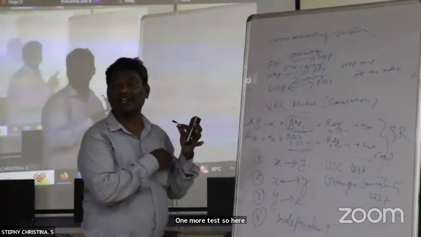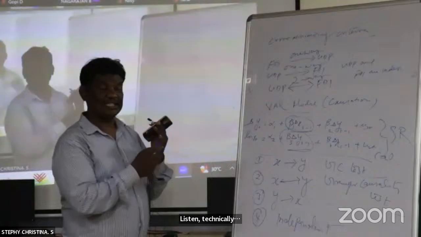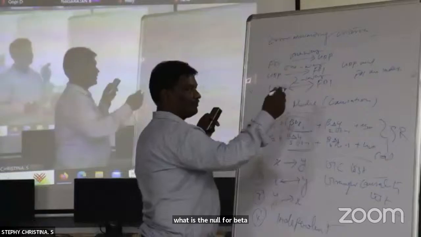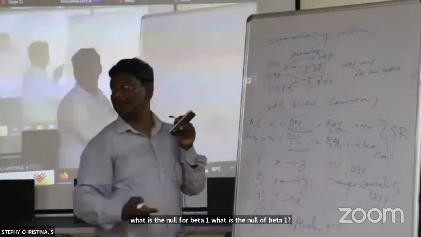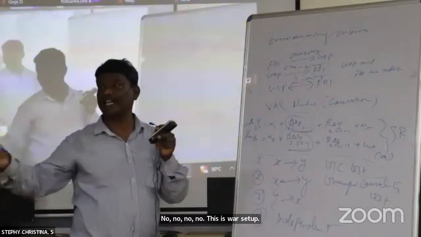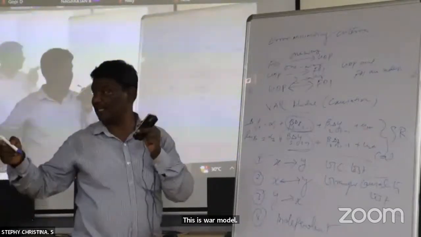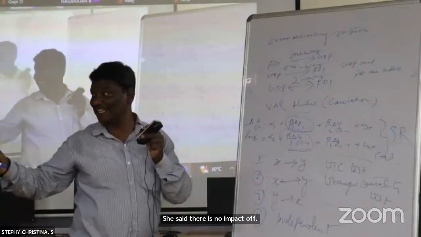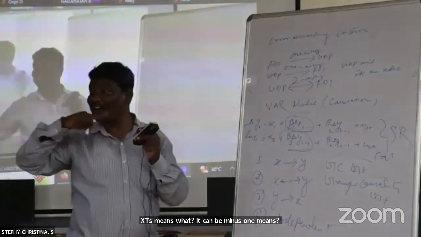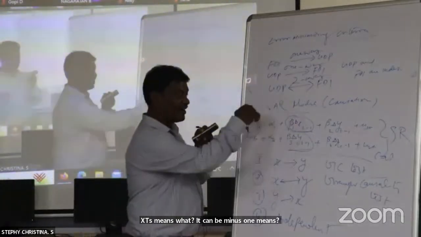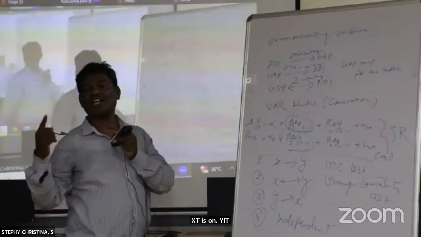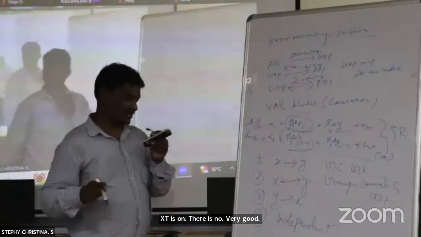Technically speaking, what is the null for beta 1? No, this is the VAR setup. This is the VAR model. Very good. She said there is no impact of Xt's, meaning X(t-1), X(t-2) and so on, on Yt. Very good. Beautiful. What is the alternate? There is an impact. So how to write it technically?